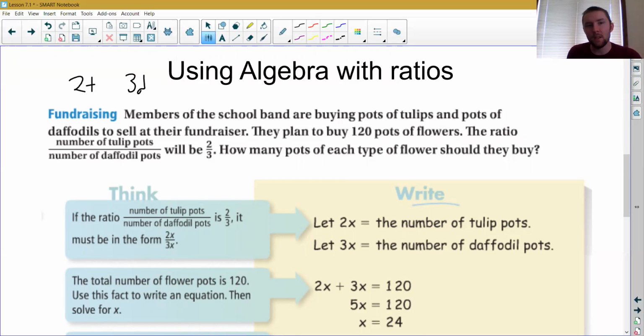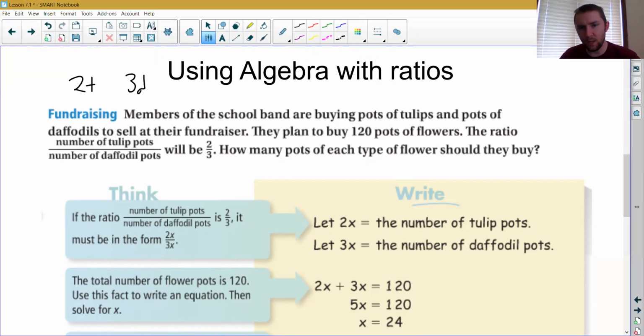Okay, so we have this ratio, tulips to daffodils, 2 to 3. I don't know exactly how many of each one they're going to buy, but I do know that the number of tulip pots they're going to buy is a multiple of 2, right? Because they're going to buy 2, and then 3 of these, and then 2 more, and then 3 of these, and then 2 more. So it's going to be multiples of 2, the number of tulip pots that they buy. And then the number of daffodil pots is going to be a multiple of 3.